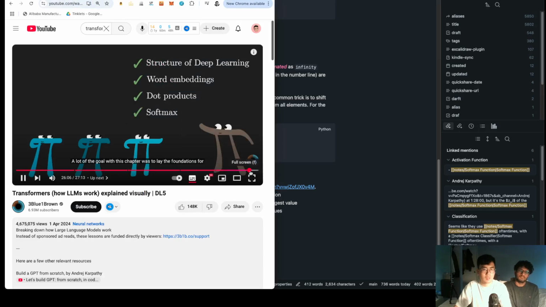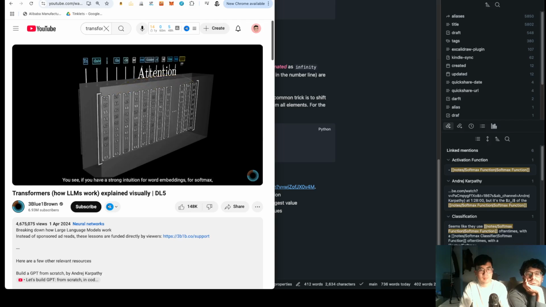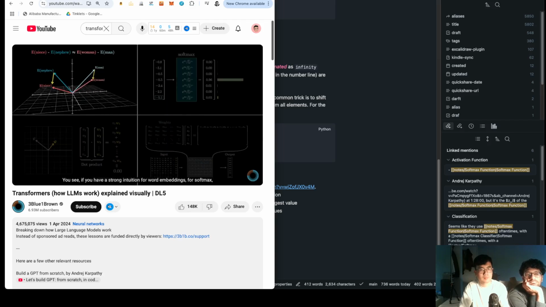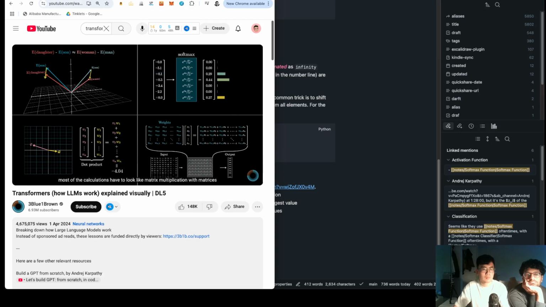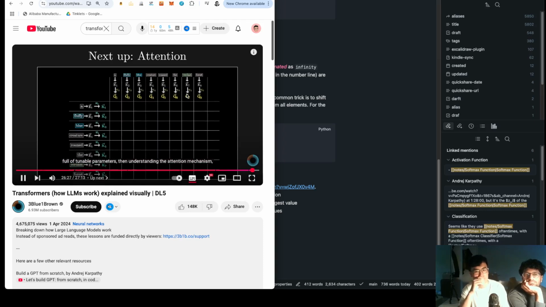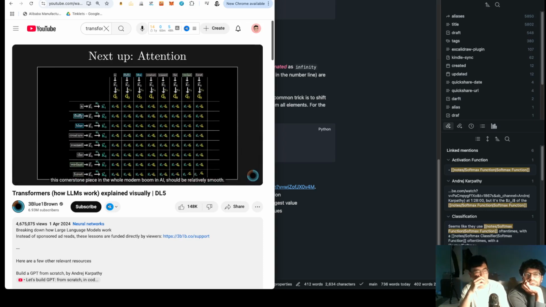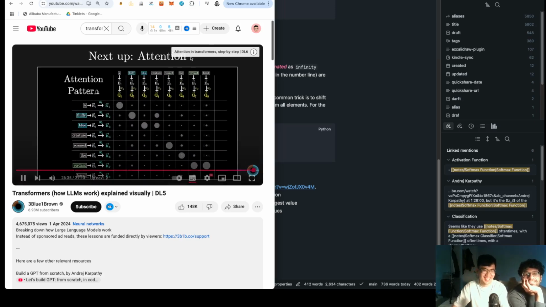A lot of the goal with this chapter is to lay the foundations for understanding the attention mechanism. Karate Kid, wax on. You see, if you have a strong intuition for word embeddings, for softmax, for how dot products measure similarity, and also the underlying premise that most of the calculations have to look like matrix multiplication with matrices full of tunable parameters, then understanding the attention mechanism, this cornerstone piece in the whole modern boom in AI, should be relatively smooth. For that, come join me in the next chapter.